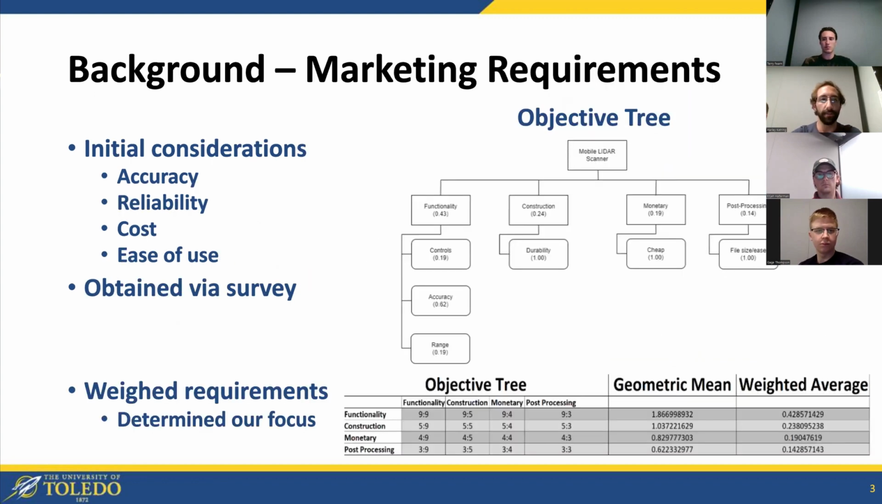I'm Harley, and I'll be going over the background information we gathered for the marketing requirements. Some initial considerations within our team were accuracy, reliability, cost, and ease of use as our main considerations. We then gave a survey out to random people and found what they thought was most important. We found that functionality, specifically the accuracy, was the most important. Same with durability or the construction of the robot. The cost was the third most important. And lastly was just ease of use or ease of file size transfer. So we then used these requirements to determine what our engineering requirements would be. That way we could focus on that during the design phase.